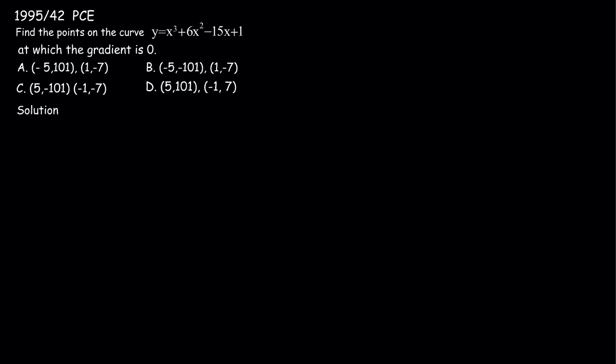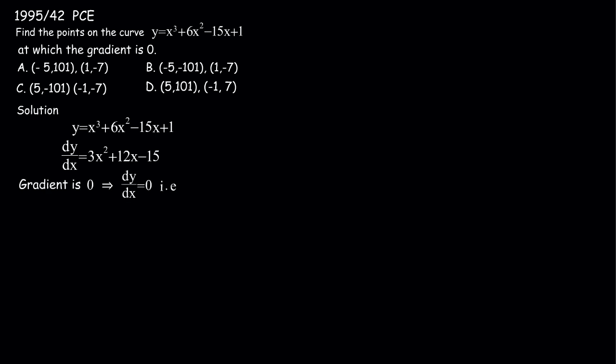Our final example is from PC in 1995. It states: find the points on the curve y is equal to x cubed plus 6x squared minus 15x plus 1 at which the gradient is 0. Now our very first step is to write down our equation, y equals x cubed plus 6x squared minus 15x plus 1. Next, we are going to be finding the derivative, and when we differentiate, dy over dx will be equal to 3x squared plus 12x minus 15. At the point where the gradient equals 0, dy over dx will be equal to 0.